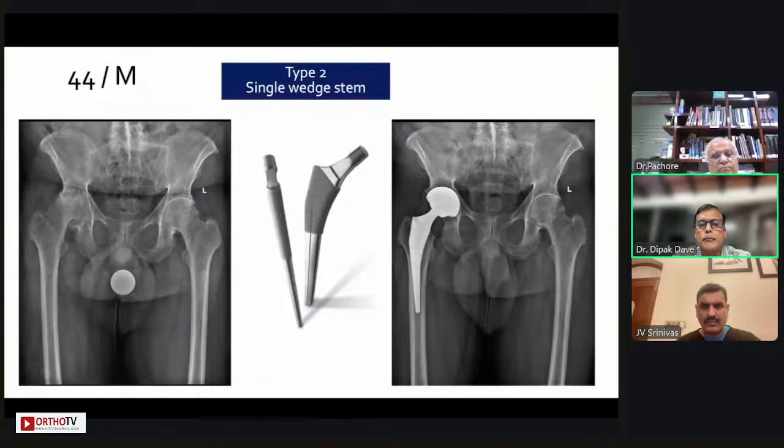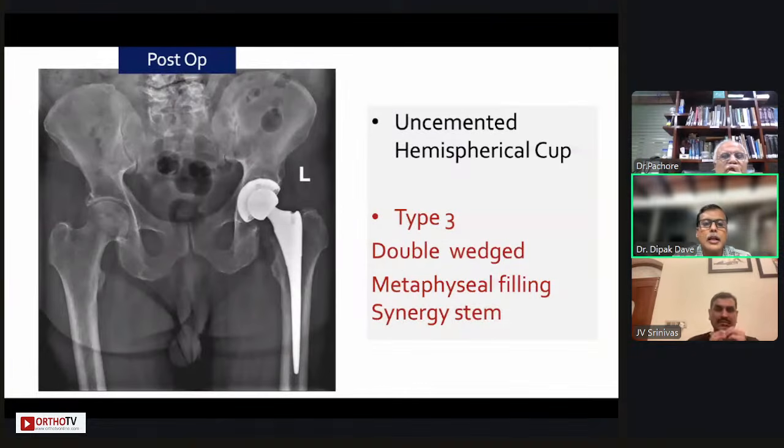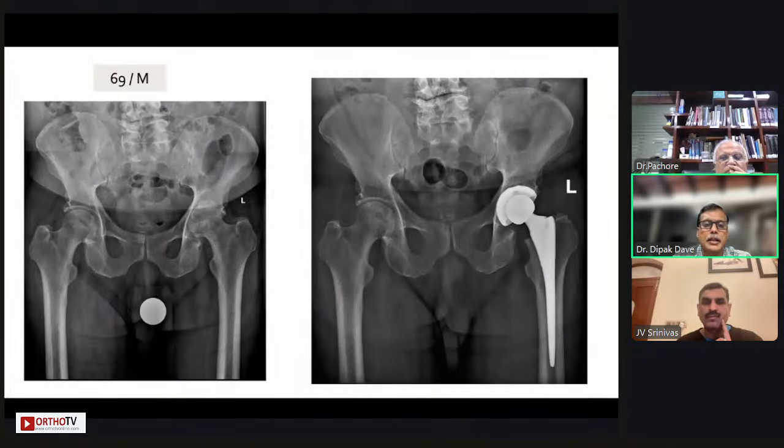So this is one more example, a type 2 single wedge stem, in a 44-year-old patient, who is not very old, and you can see that the canal is very, very narrow and short. So again I have used an Accolade type of stem. 59-year-old male, again here I have used a DOR type A, but still I have used a type 3 double wedged metaphyseal filling Synergy stem, with an uncemented hemispherical cup.